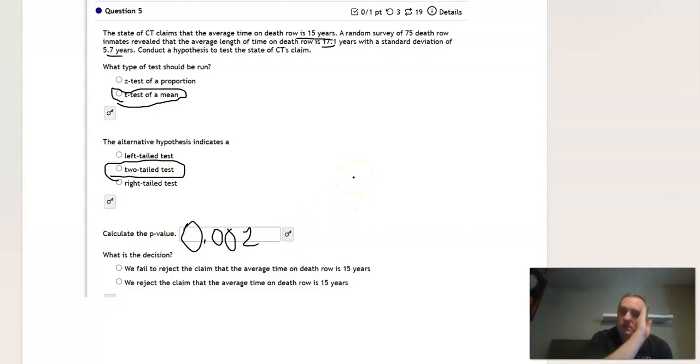All right, this question is kind of strange because it doesn't give you a significance level. If it doesn't give it to you, you're just going to assume the standard significance level, which is 0.05. That's a very common one. In this case, 0.002 is smaller than 0.05, so we are going to reject the null hypothesis, or reject the claim that the average time on death row is 15 years.